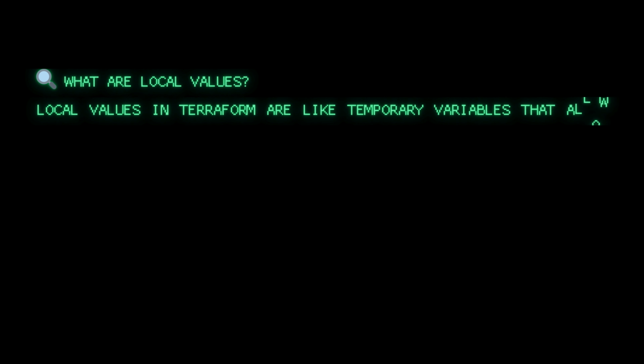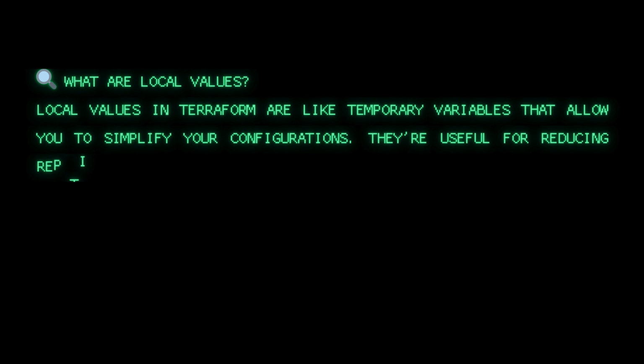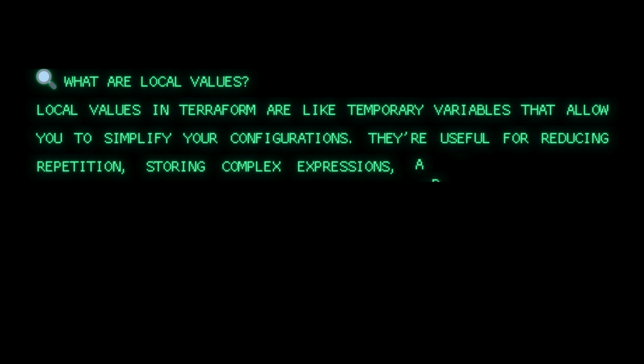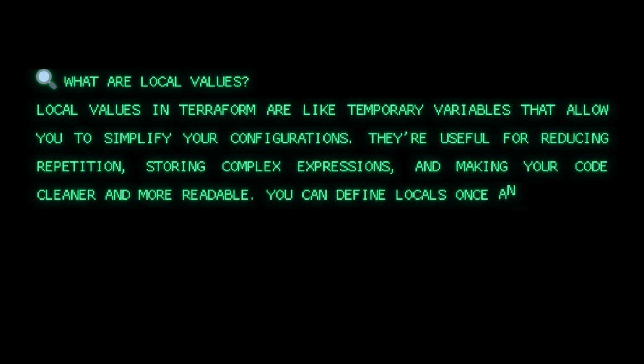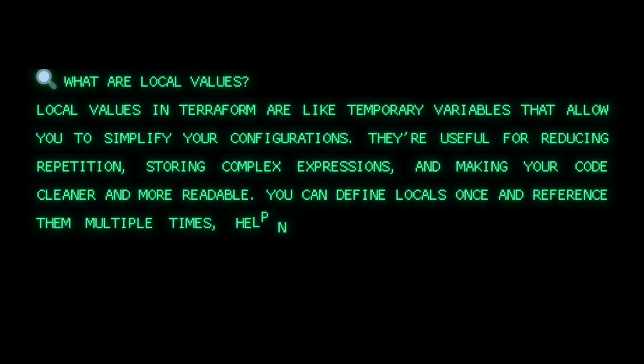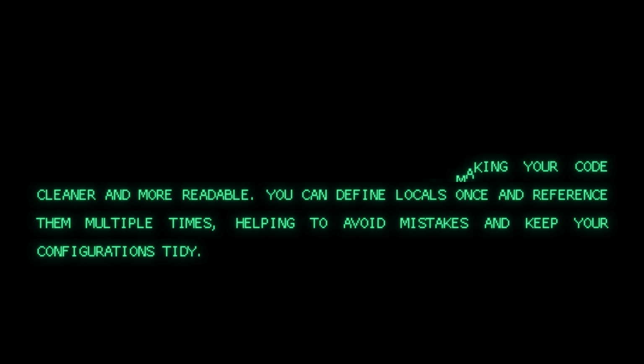What are local values? Local values in Terraform are like temporary variables that allow you to simplify your configurations. They're useful for reducing repetition, storing complex expressions, and making your code cleaner and more readable. You can define locals once and reference them multiple times, helping to avoid mistakes and keep your configurations tidy.